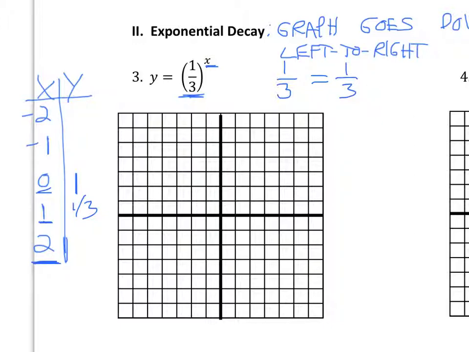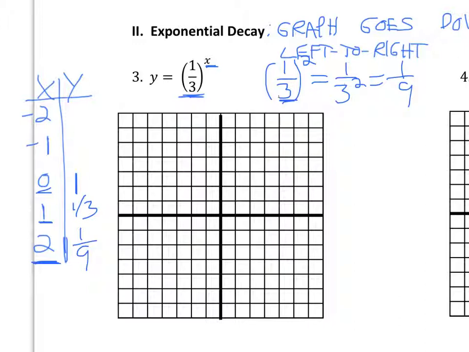I forgot to put parentheses, so let's put parentheses here. Okay, so if I have 1/3 quantity squared, well, 1 squared is still 1, but what changes is this 3. 3 squared is 9, so that's 1/9. So you can see the Y values start getting smaller and smaller, right? It decreases. You're going from 1 to 1/3 to 1/9.